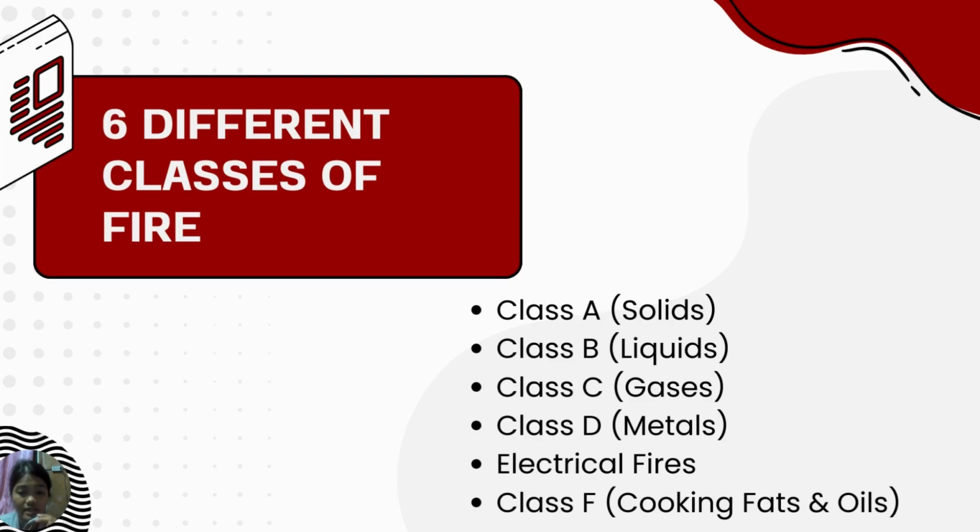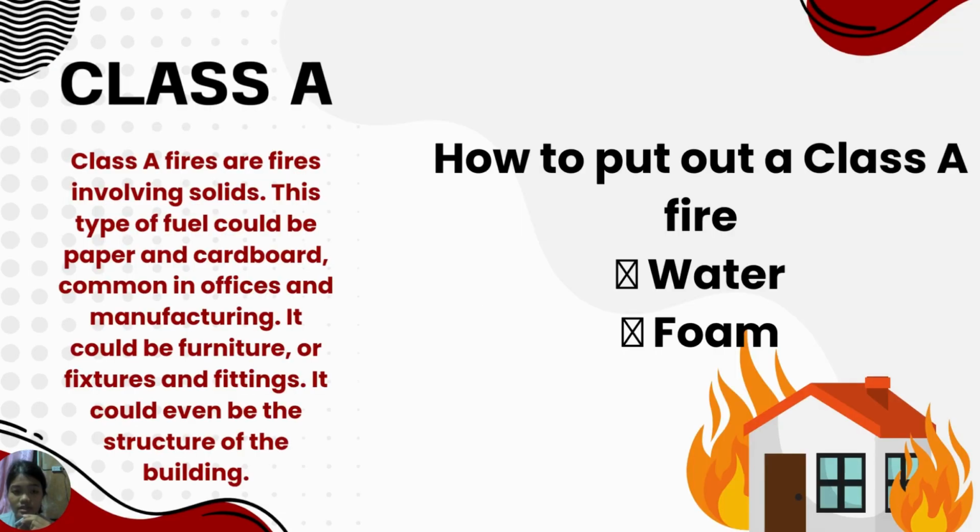First one, Class A, is solids. The second one is Class B, liquids. Class C, gases. Class D, metals. Class E, electrical fires. And the last is Class F, cooking fats and oils. So, first is Class A.